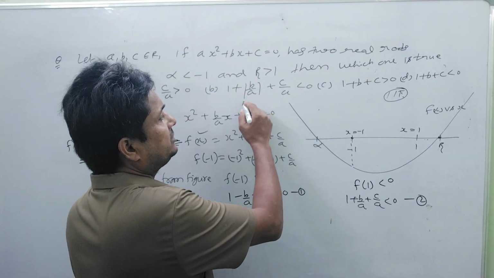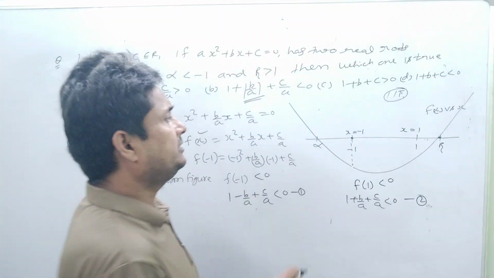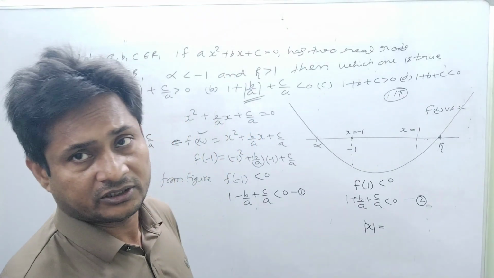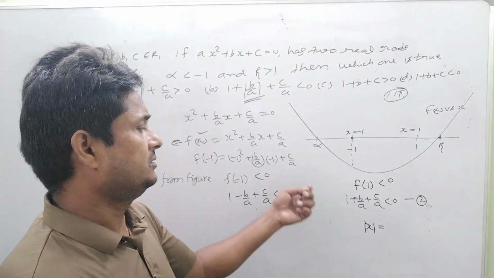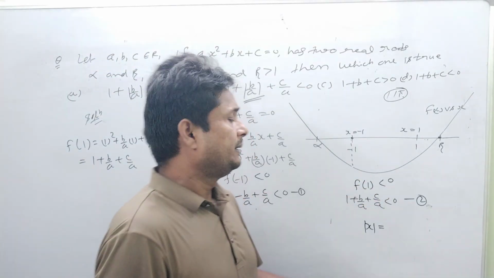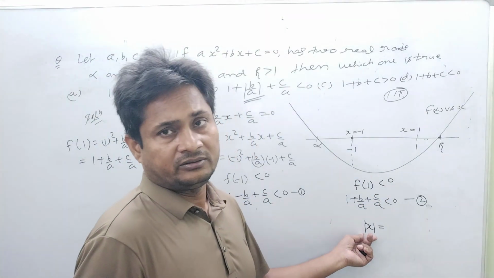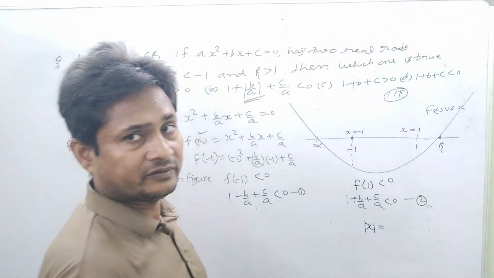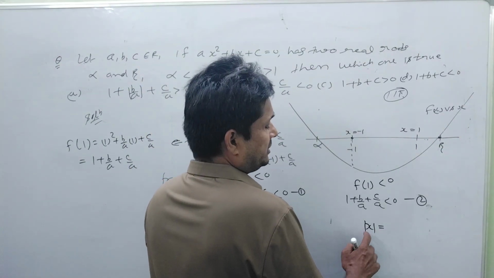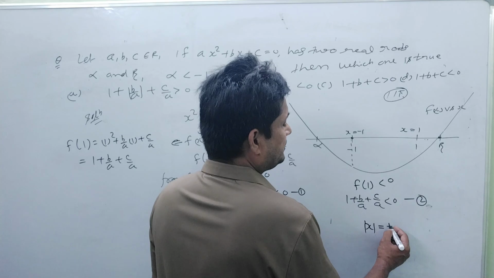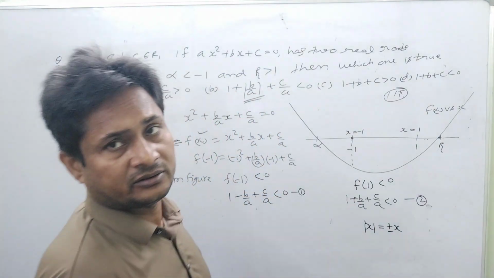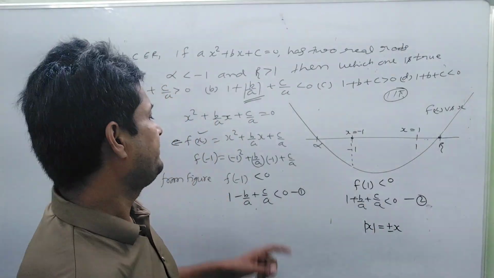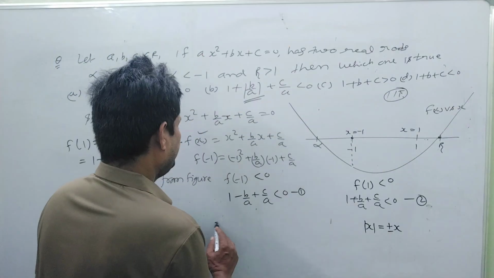And what is this one? If anything is written like this, I will tell you what mod is after this class. If anything is written like this, with x and two vertical lines, this is read as mod of x, and if you remove this mod, it will come as plus minus of x. Mod of x means plus minus of x.